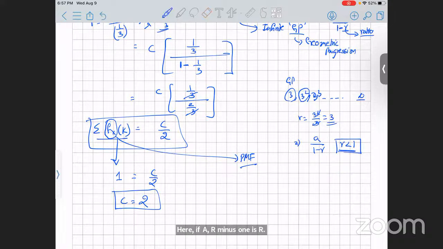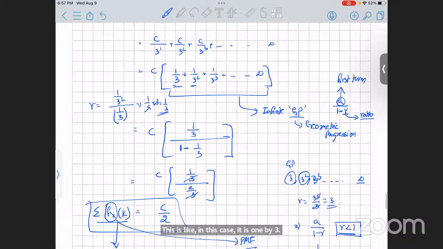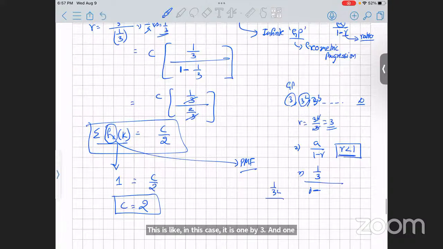The first term here is 1 by 3. And 1 minus r means second term by first term: 1 by 3 square divided by 1 by 3, that equals 1 by 3. So it is 1 by 3 divided by 2 by 3, equal to 1 by 2. Okay? Clear?